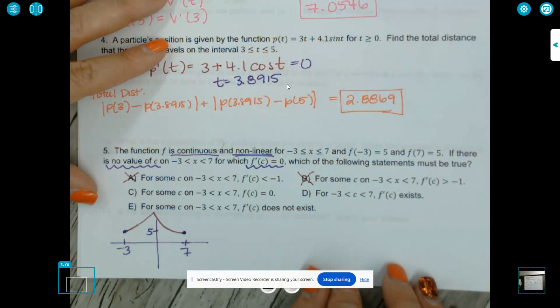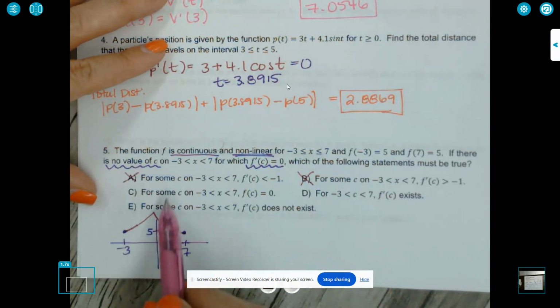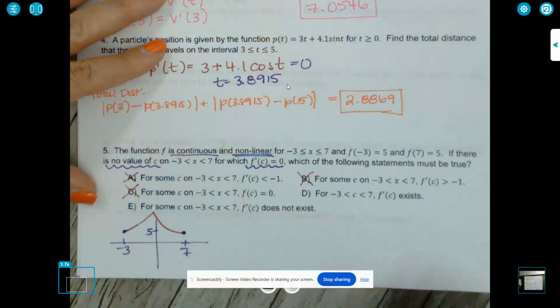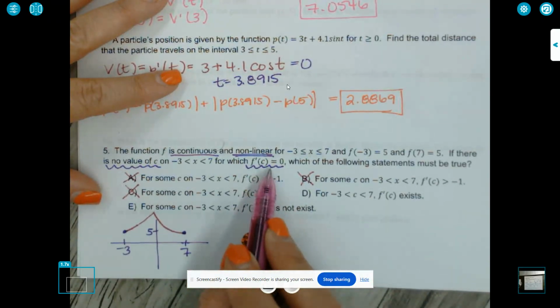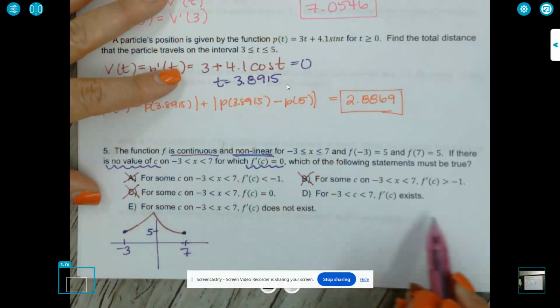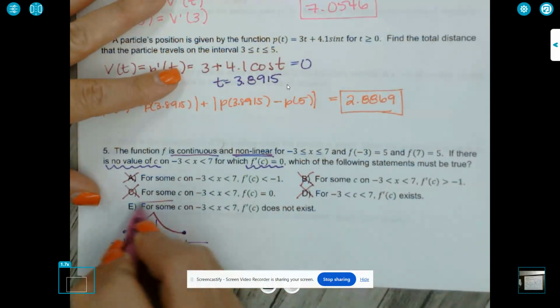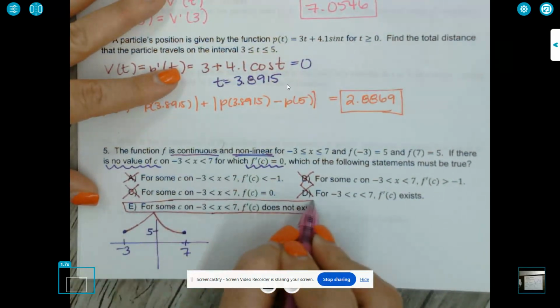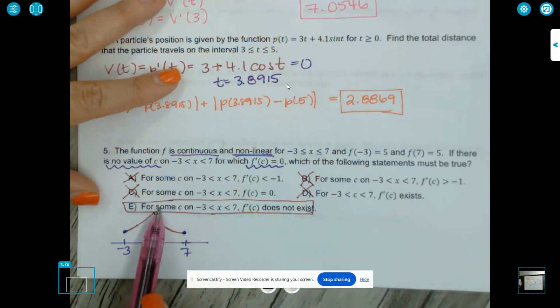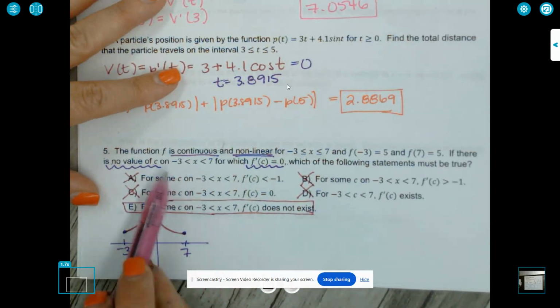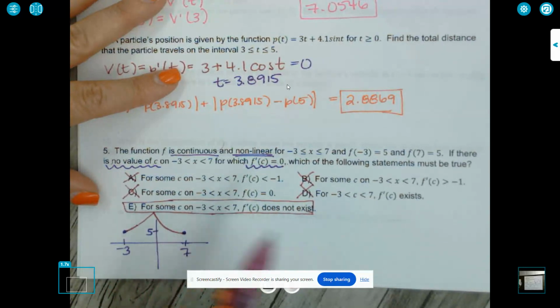All right, for C, some value of c, -3 to 7, f of c equals 0. Well, it could be. My graph again went up. We could have gone down and crossed over here, and then we would have a 0, but there's nothing that makes that guaranteed to happen. For D, f prime of c equals 0? Well, no, we know that's not true, because it says there is no value where f prime of c equals 0. So that's not true. So then yes, for E, it literally said that right here: there's no value of c between -3 and 7 for which f prime of c equals 0. For some c on -3 to 7, f prime of c does not exist. There is some value. It just says that. Okay, so it is E.